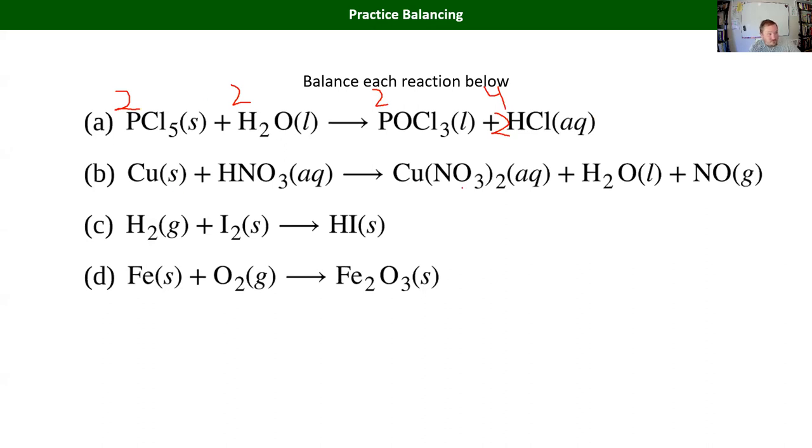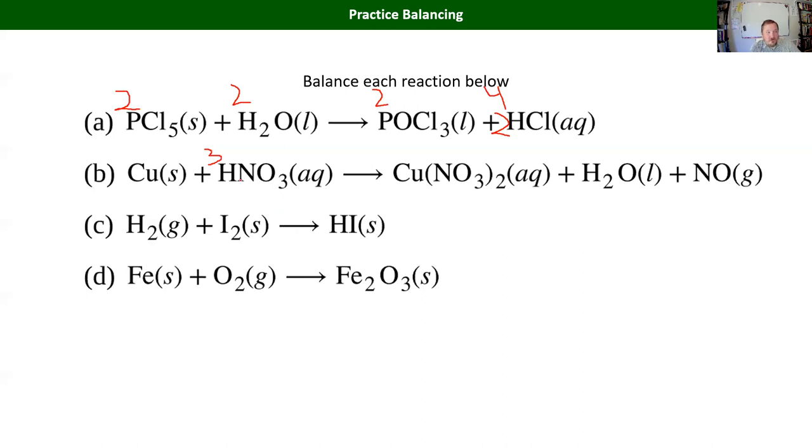All right, for the second one, this is another one that's a little bit weird because you have nitrogen showing up in more than one place. But at the very least, you have a total of 3 nitrogens on the right-hand side, right? 2 is as nitrate and 1 nitrogen is nitrogen monoxide. So that means at the very least, you need to have at least a 3 there.